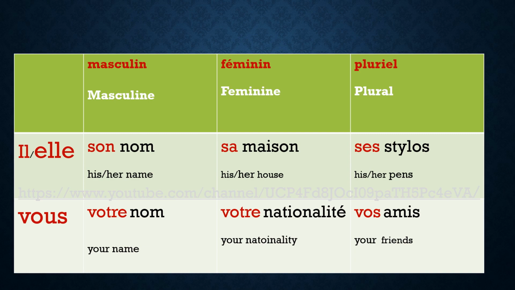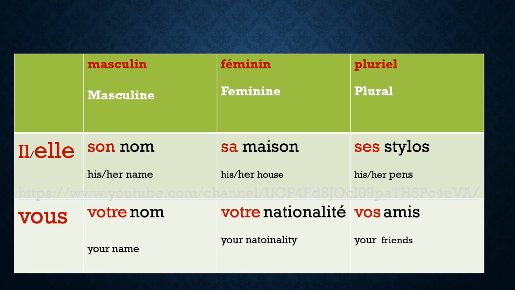Now again, when we have to say plural, her pens, his pens. In English, it means that there is a group of pens which belong to a girl or a boy. But no, in French, pens is plural. So whether it belongs to a girl or a boy, we will use S-E-S. Okay, son, sa, ses for il and elle. Son is used for masculine, sa is used for feminine, and ses is used when we are talking about plural things, when we are talking about multiple things.